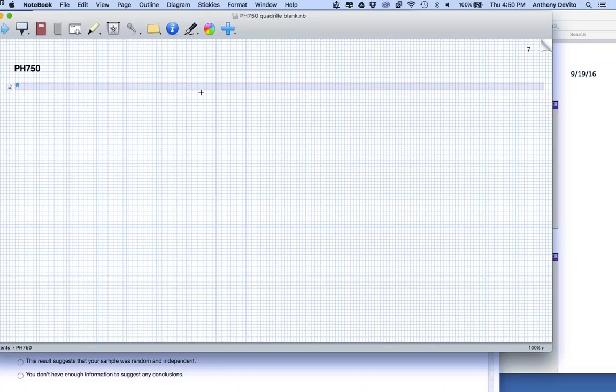Let's say you're developing a test for Zika, right? Well, what's important in your test for Zika? Well, first of all, it's got to identify people that have Zika, right?